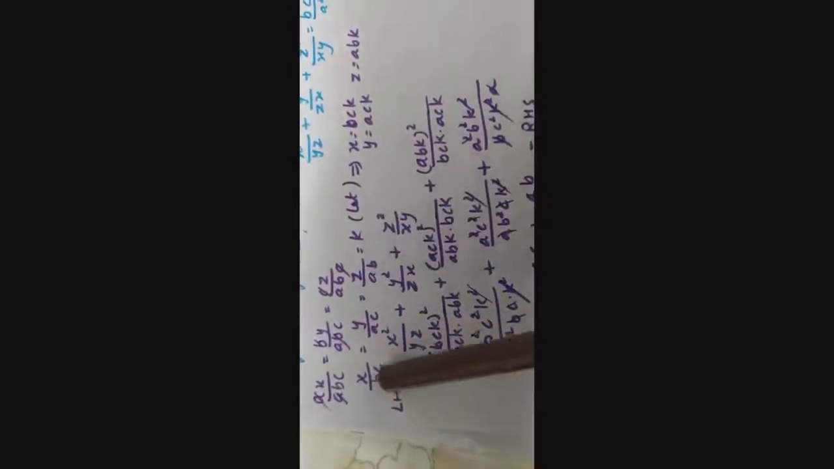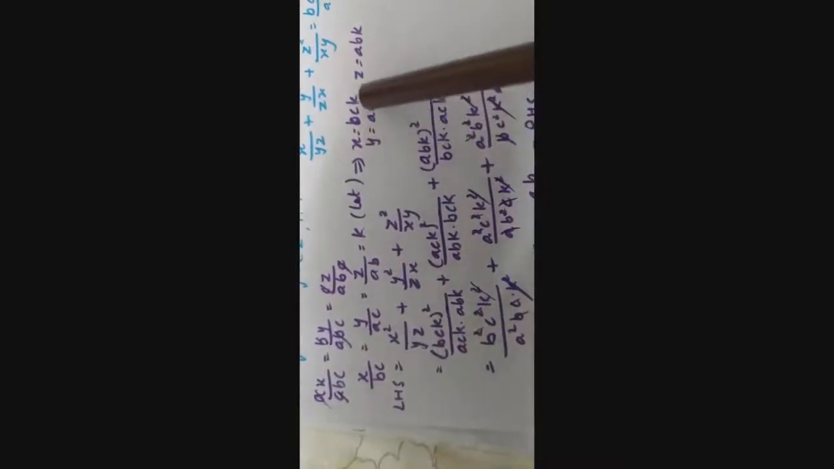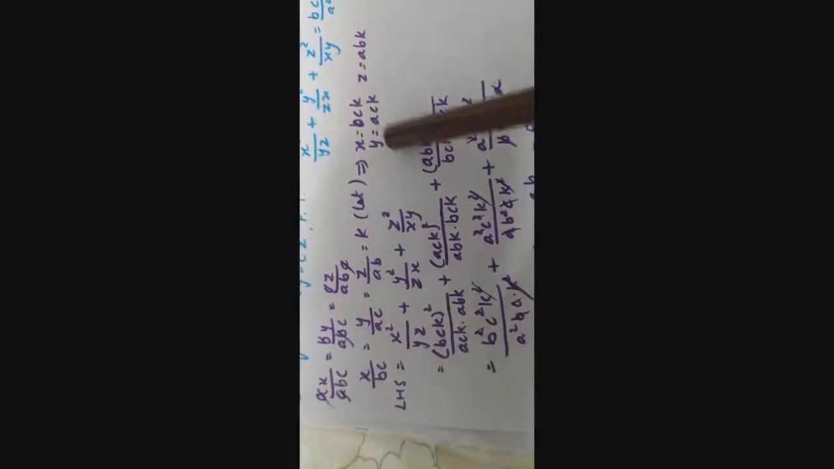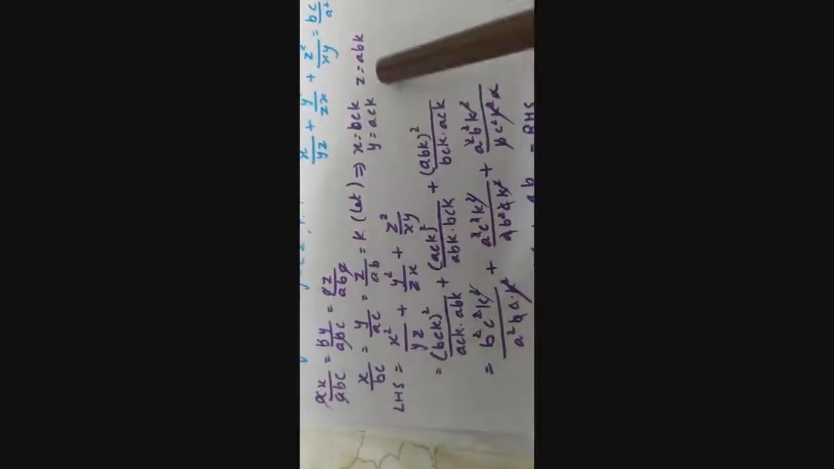So a gets cancelled, b gets cancelled and c gets cancelled. So remaining is x upon bc, y upon ac and z upon ab. Now letting it equal to k. I took these three ratios equal to k. So x is equal to bck, y is equal to ack, z is equal to abk. You see, same as we were taking denominators like that.